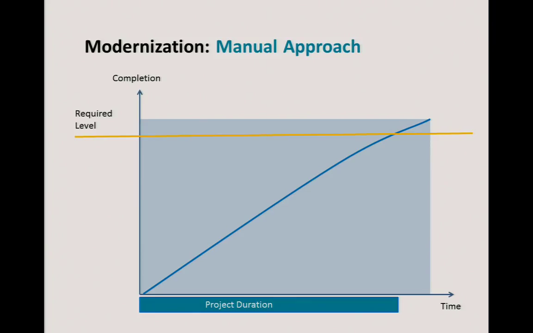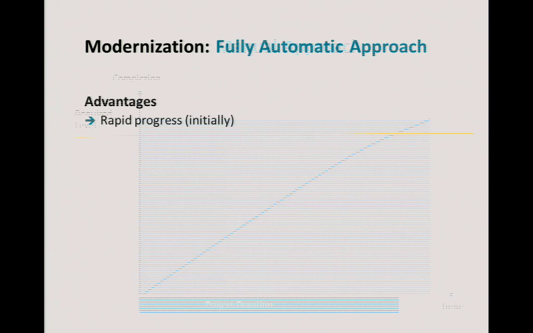If you look at this from a project planning point of view, this would be the required level of your modernized application, and this is the time, and this is the progress moving forward. As soon as your application reaches the required quality level, you can say, stop, I move into production, and that's it. So it's very predictable. This is good for planning.